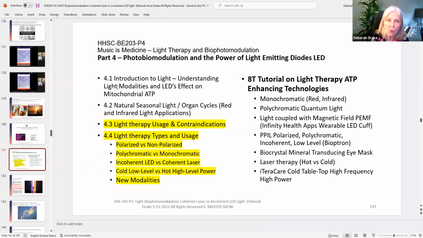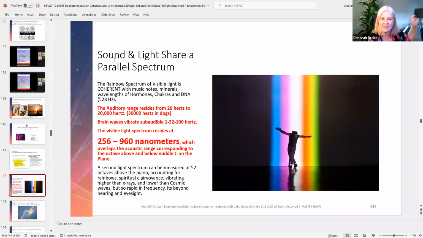So I would like to go, if you guys can handle it, I hope that that's sort of a recap of why light is so important. And now I'd like to show you that there are different kinds of light therapy with very different properties. So you're going to need to know the lingo on this, okay? So I want you to know that if you notice that there is a spectrum on the piano between middle C and down an octave and middle C up an octave, that's between 256 and 960 nanometers of light, which is exactly where a rainbow shows up. That's the spectrum of light where visible light shows up, okay?